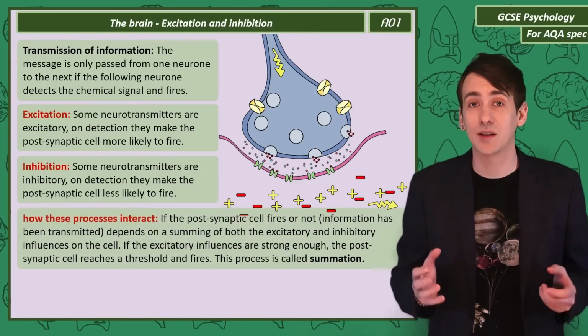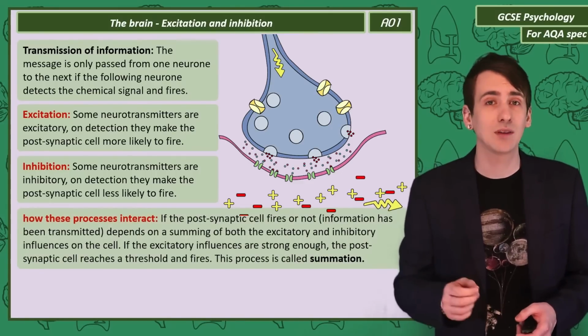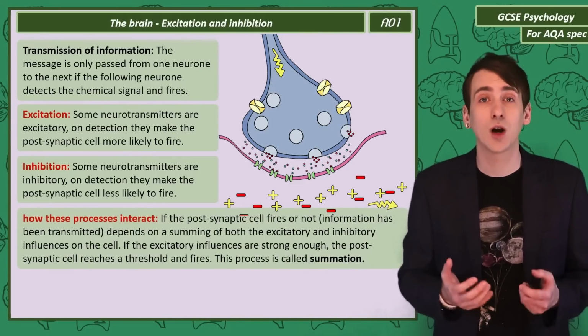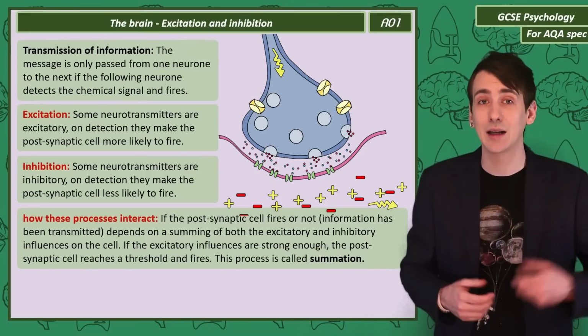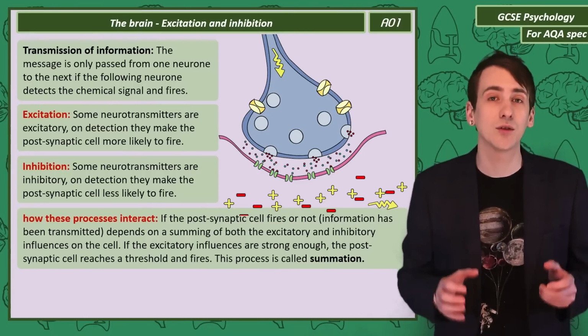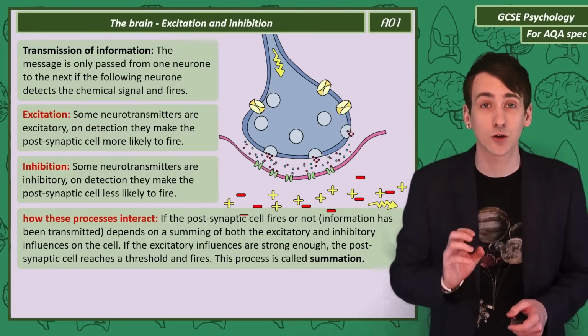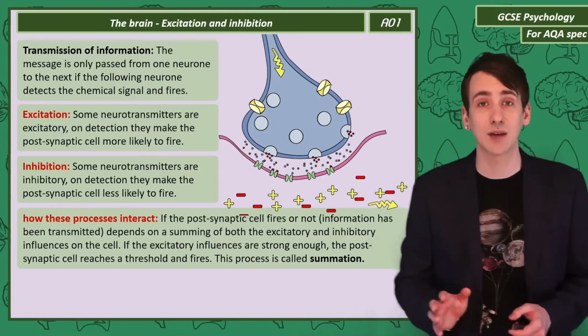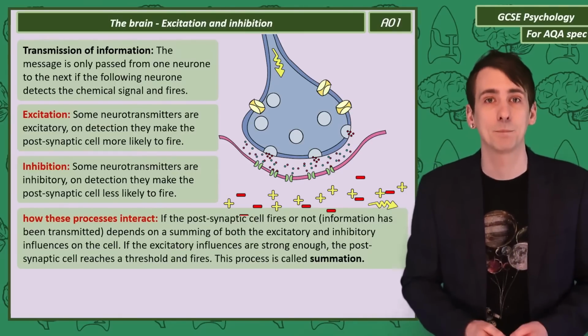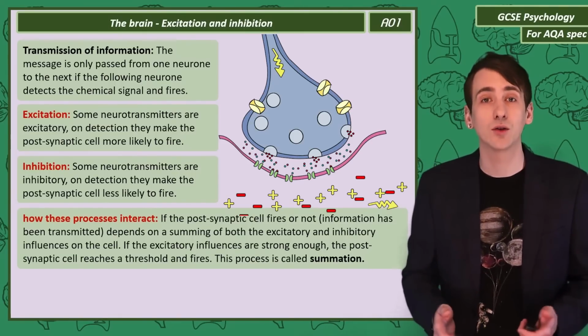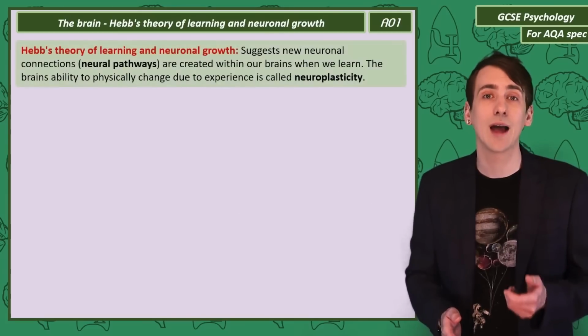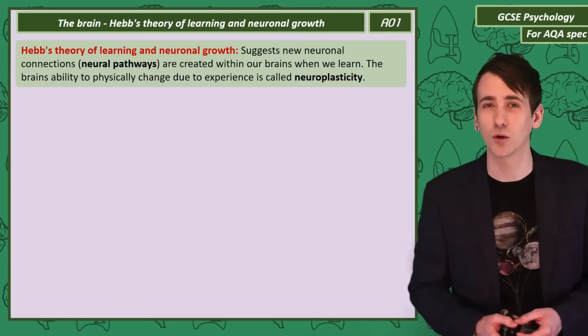Now, these two processes interact, and the postsynaptic cell firing or not depends on the combination of excitatory and inhibitory processes, and this is called summation. Only if the excitatory influences are strong enough will the postsynaptic cell reach a threshold and then fire. Let's finish our discussion on the neuron by considering Hebb's theory of learning and neural growth.